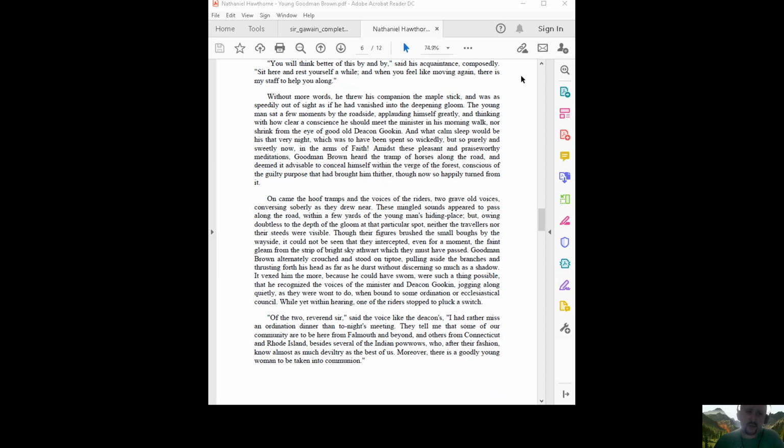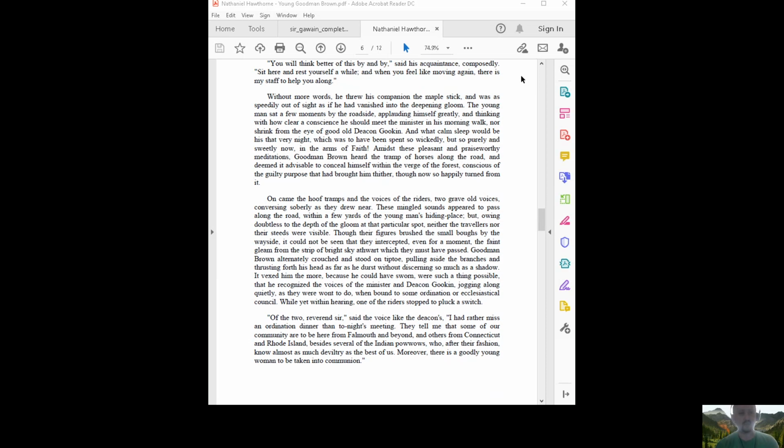You will think better of this by and by, said his acquaintance composedly. Sit here and rest yourself a while, and when you feel like moving again, there is my staff to help you along. Without more words, he threw his companion the maple stick, and was as speedily out of sight as if he had vanished into the deepening gloom. The young man sat a few moments by the roadside, applauding himself greatly, and thinking with how clear a conscience he should meet the minister in the morning, nor shrink from the eye of good old Deacon Gookin.